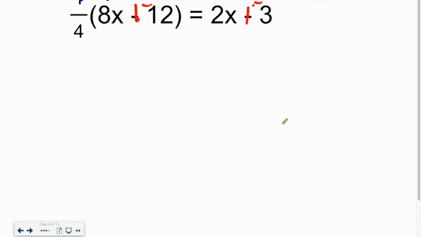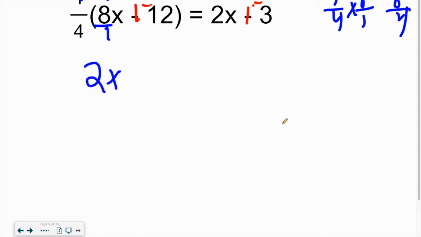1/4 times 8, or 0.25 if you switched it to a decimal. I'm going to leave it as a fraction so I can show this to you and remind you that we're going to multiply those. So I'll do that over here to the side. You're going to take the top times the top and get 8, the bottom times the bottom to get 4. Simplify that. 8 divided by 4 gives me 2x.